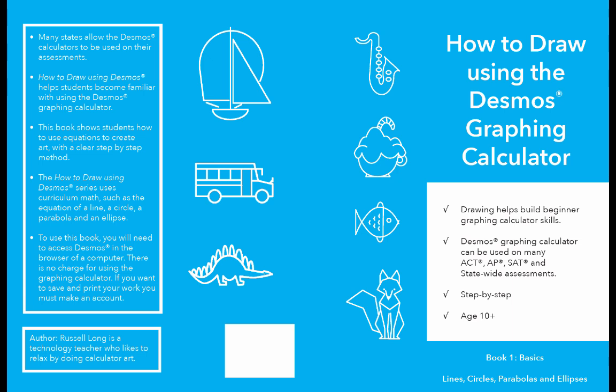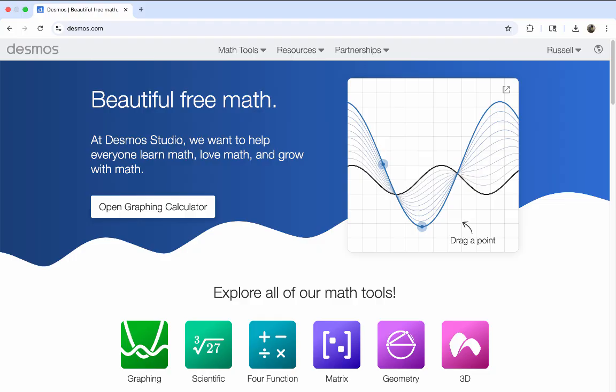This how-to book is about making art with the Desmos Graphing Calculator. The calculator can be found at the Desmos Studio website at desmos.com. The calculator is free to use. If you sign up, you can print and save your work.